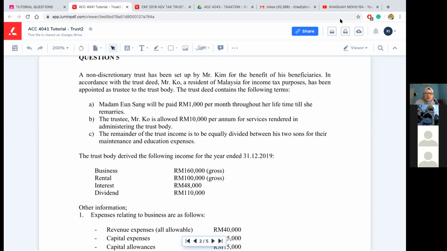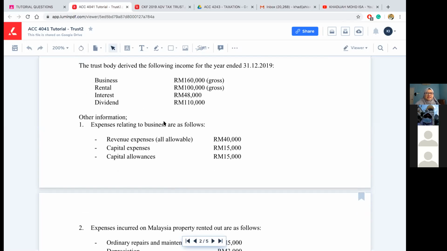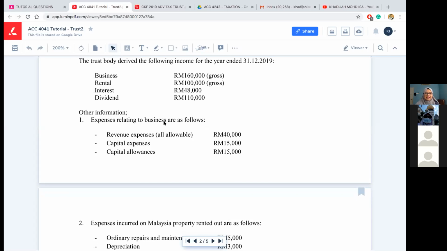The trustee, Mr. Ko, is allowed 10,000 per annum for services rendered in administering the trust body. So in this case, yes, the trust body paid him, but the amount is non-deductible in arriving at total income. The remainder of the trust income is to be equally divided between two sons for their maintenance and education expenses. And the income of the trust is from business, 160,000, rental, 100,000 gross, interest, 48,000, dividend, 110,000. Other information, expenses related to business: you have revenue expenses, capital expenses, and capital allowance.